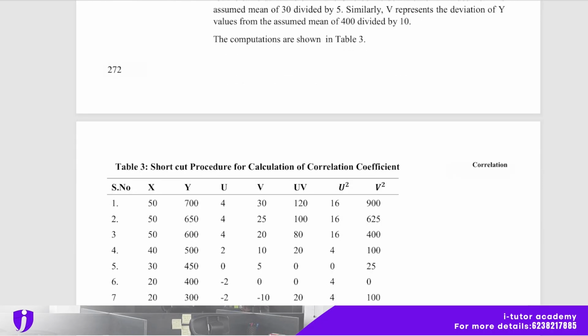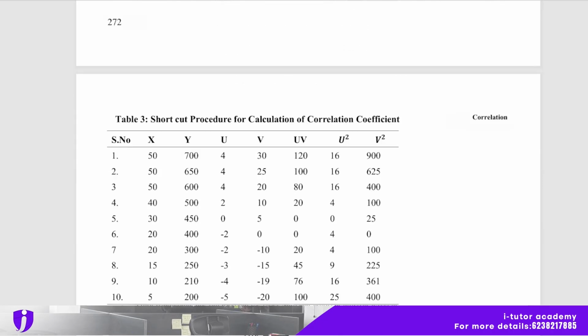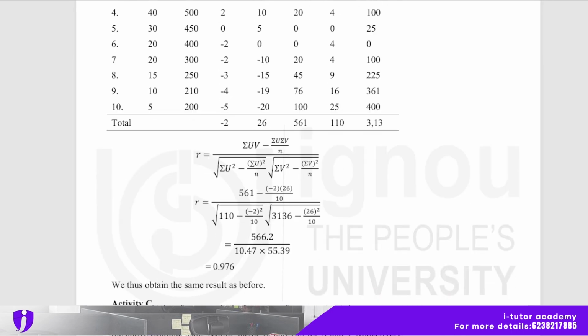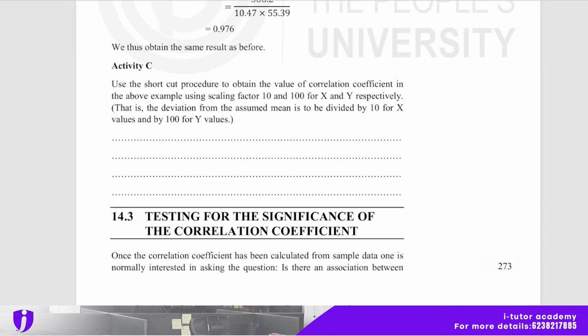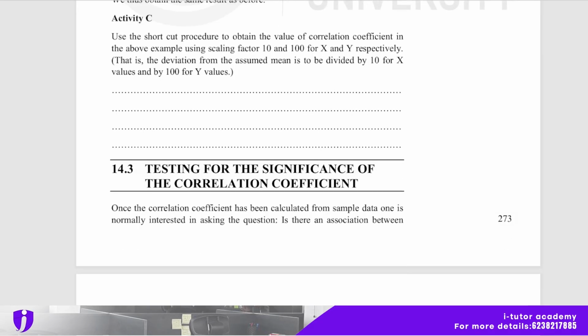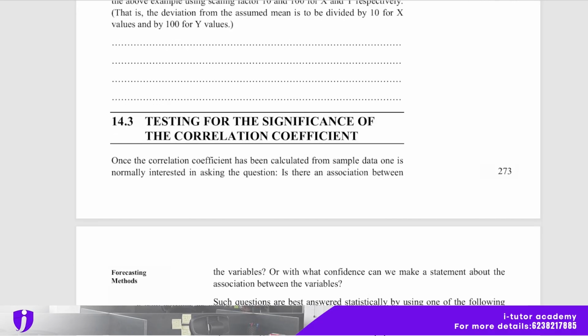And a shortcut procedure for calculation of correlation also here based on the equation, and activity C also here. So you just refer to MMPC005 unit 14 subsection 2. Okay, and next one is testing for the significance of the correlation coefficient.